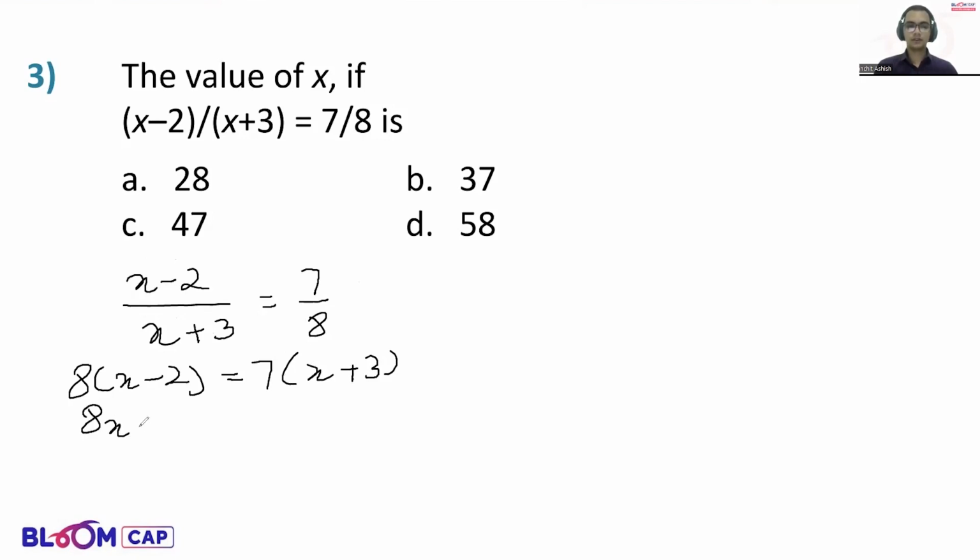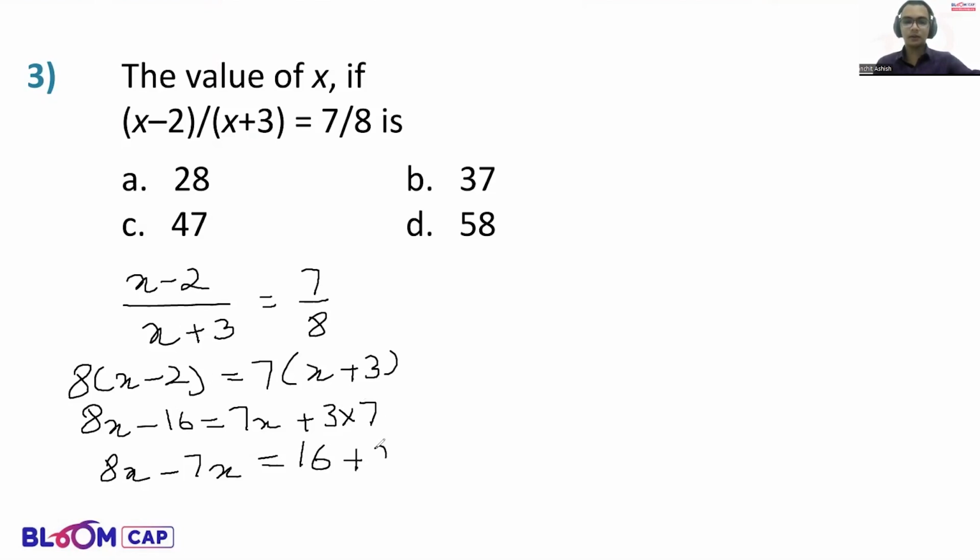Now we can just open this. Now when we move 7x to this side, it will change its sign. It will become minus 7x. When we move 16 from this side to this side, see, here I made a mistake. It's into 7 also. Right? When we move it from this side to this side, it will become what? Plus 16, plus 7 into 3, which is 21. Right?